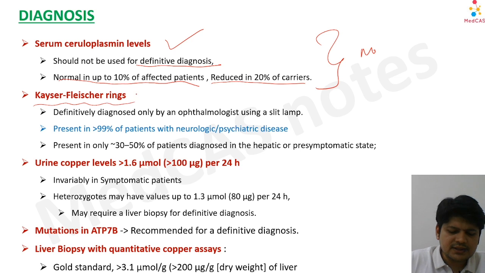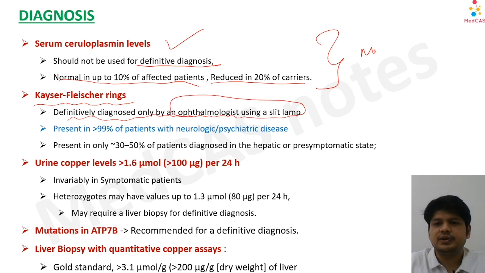KF ring, yeah, this is quite interesting. It's definitively diagnosed only by an ophthalmologist using a slit lamp. So when you tell there is no KF ring and you're wrong there, it's fine. Only an ophthalmologist using a slit lamp can tell whether it is there or not. For criteria, for definition. For your clinical case, you have to tell, okay, I looked at the cornea and all. I am sure there is some kind of ring, but I'm not sure whether I can label it KF ring or not. I will take the ophthalmologist's help.